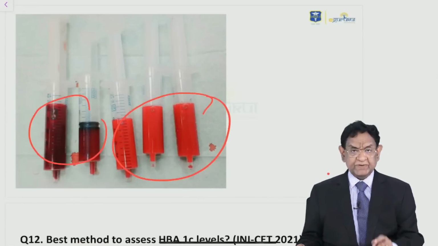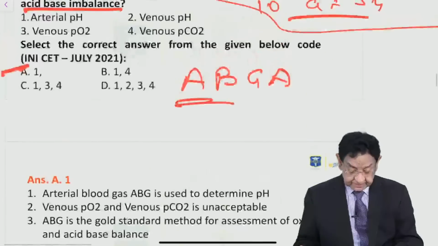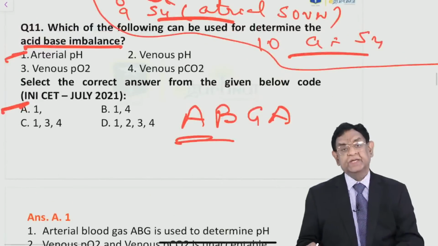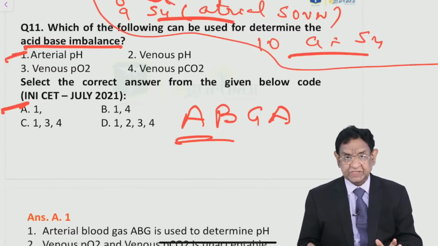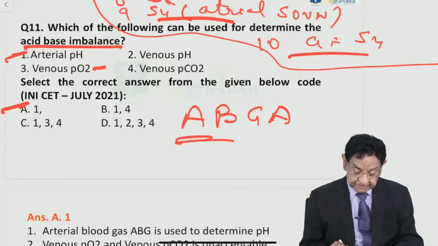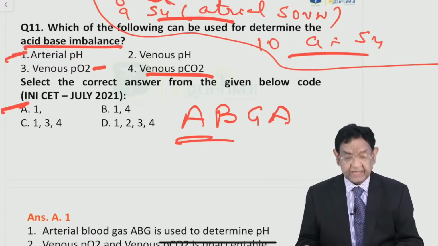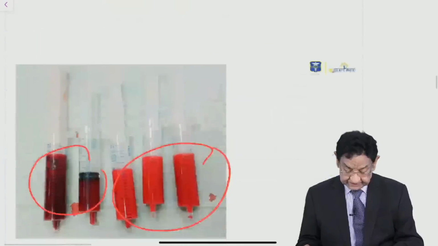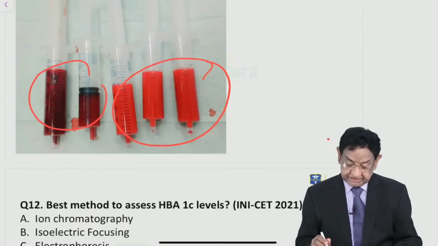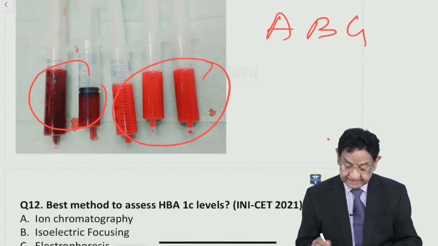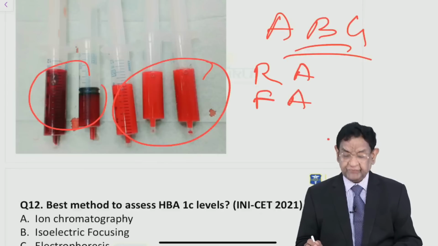Whenever we have to do ABG, remember it is ABG, arterial blood gas analysis. The right answer is arterial pH only. Venous pH we normally do not use in clinical practice. We never take venous pH, right? As far as PO2 and PCO2, they are not taken in assessing arterial blood gas analysis. Okay, it's a simple but easy question to remember. Just remember, we always take arterial blood gas analysis. We can take it from the radial artery or from the femoral artery.